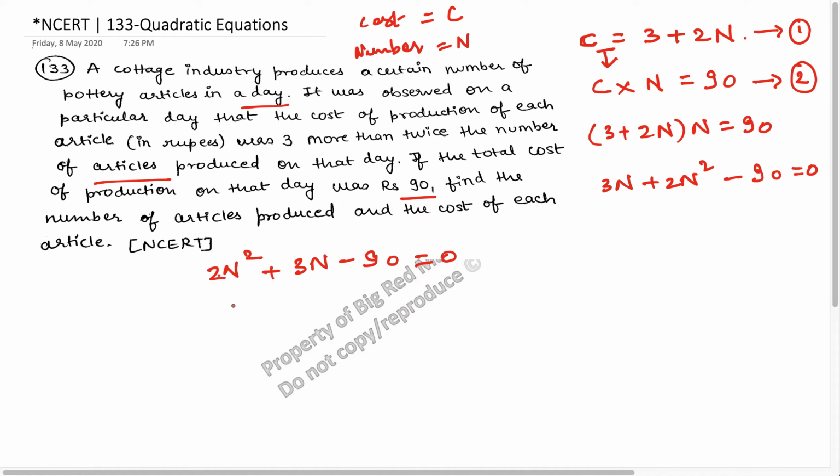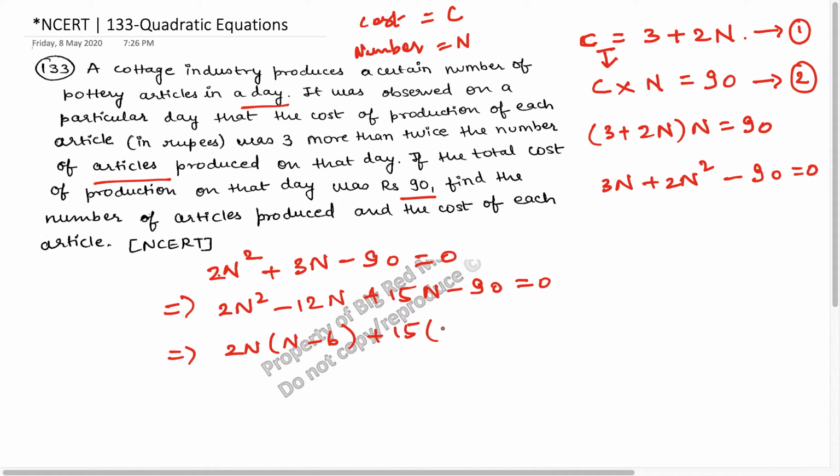Factorizing this is very easy if you know the tables, because I have to get 180, and 180 comes in the table of 15 12s. So it becomes 2N square minus 12N plus 15N minus 90 is equal to 0. And this will be, if I take 2N common, it will be N minus 6 plus 15 into N minus 6 is equal to 0. And this becomes, if I take N minus 6 common here, N minus 6 into 2N plus 15 is equal to 0.